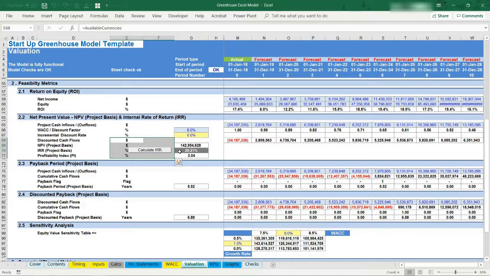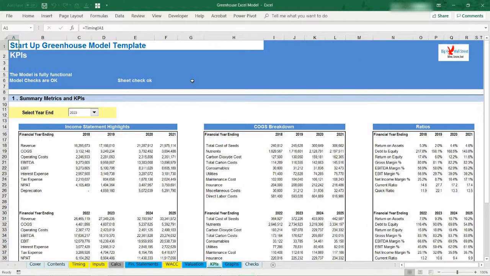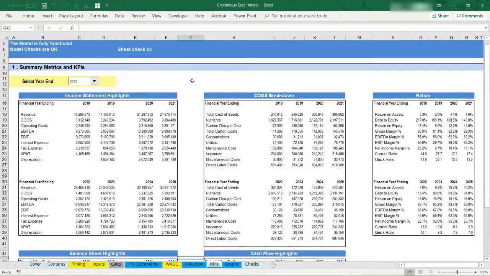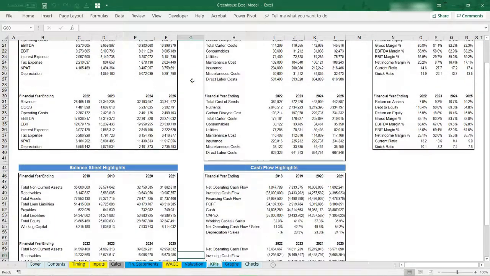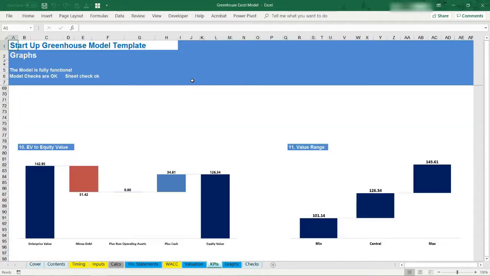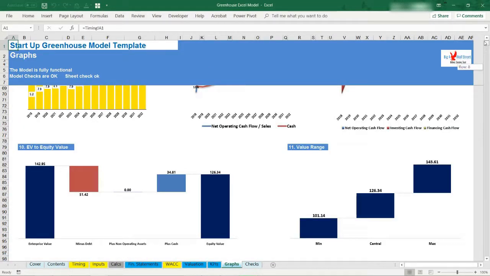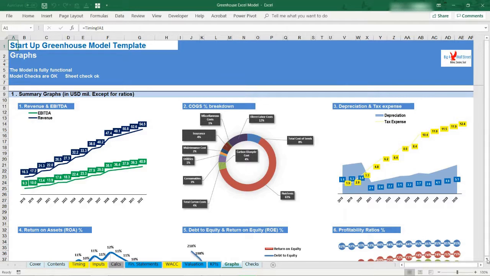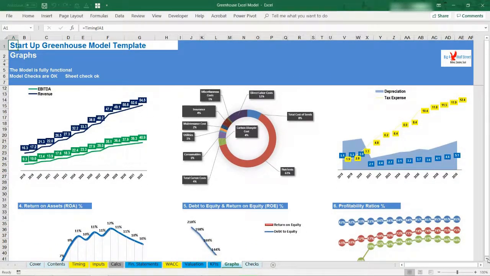The most important model outputs are summarized in the tables on the KPIs tab, income statement, costs, ratios, cash flows, and balance sheet. Additionally, on the Graphs tab, various charts are depicting revenues evolution, costs, ratios, working capital, and cash flows, as well as valuation ranges.